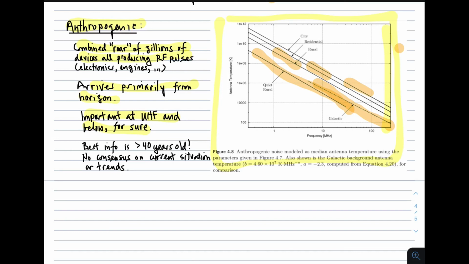I have to warn you, this information is greater than 40 years old. There's really been no significant work done on these noise levels in recent decades. And really, there's no consensus now on what the current situation or the trends in the situation are. This is quite remarkable if you think about it, but nevertheless, it's true. So if you think you are limited by anthropogenic noise, and you may well be, it's really necessary to do measurements or to find a reference which is specific to your application. And it's quite reasonable to expect that what you see will be different from the noise models which are currently available, simply because those noise models are quite ancient at this point.